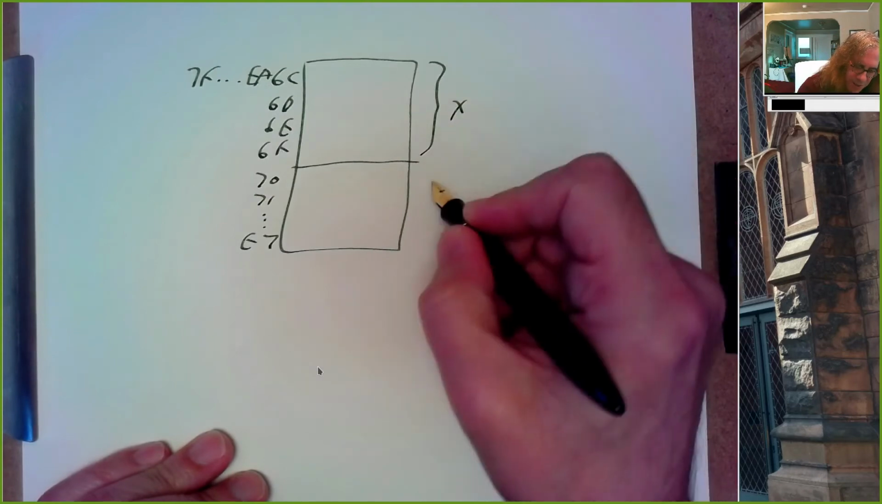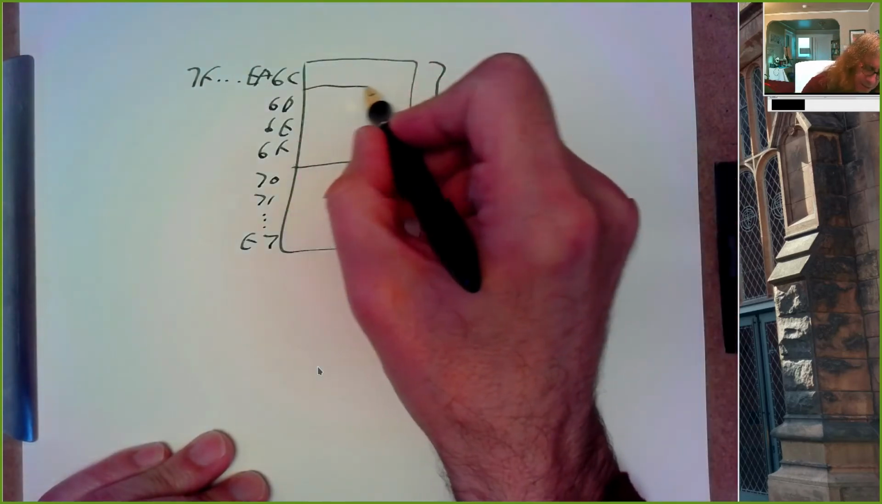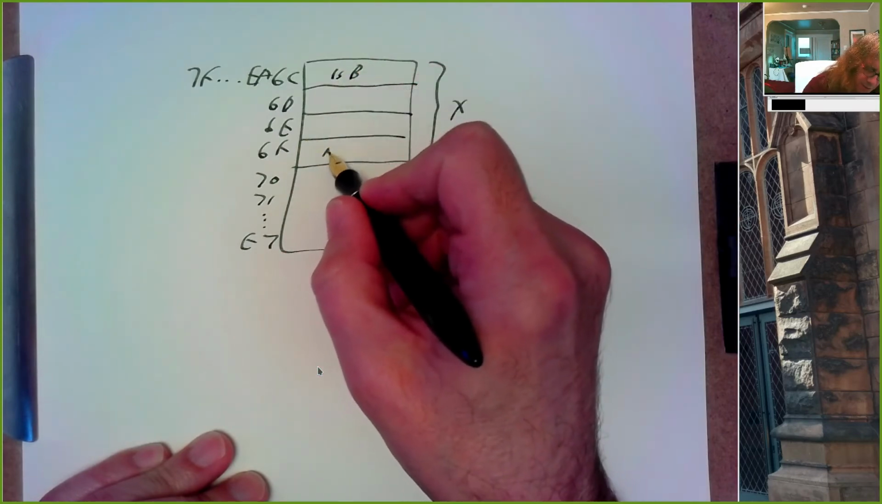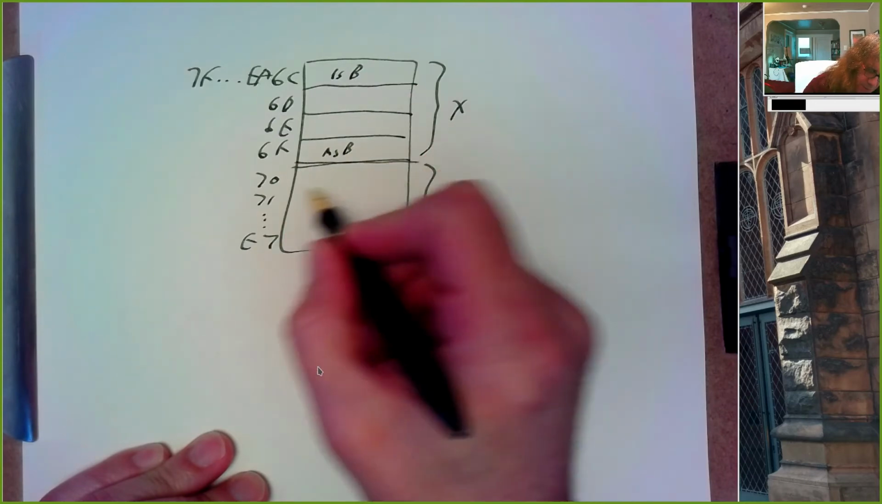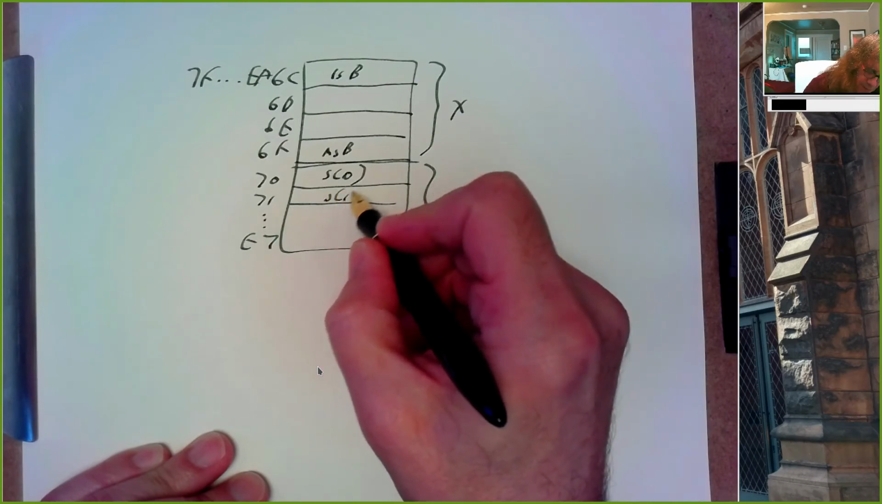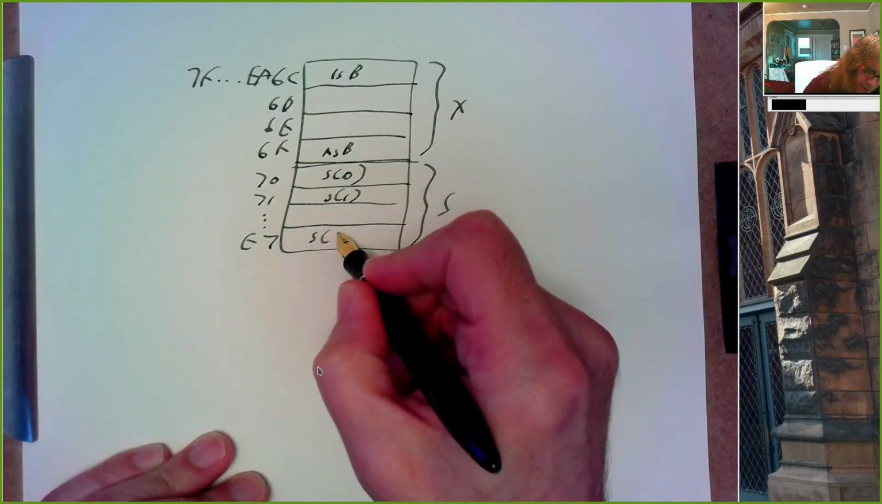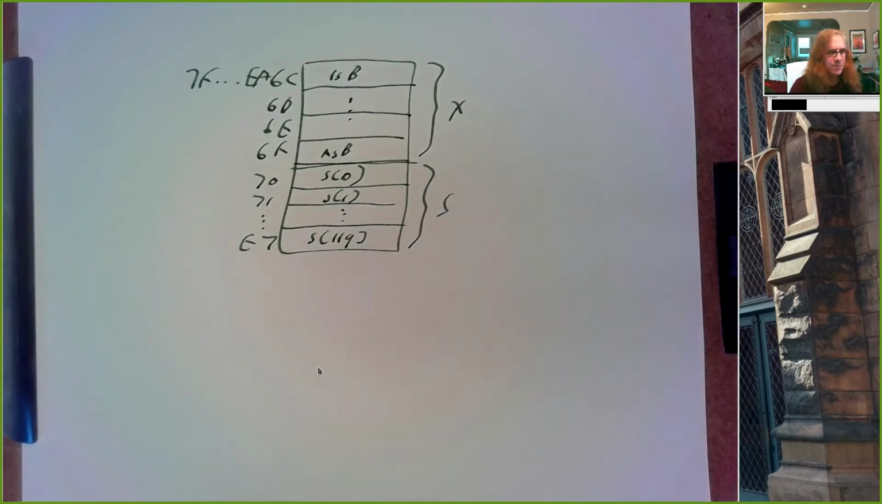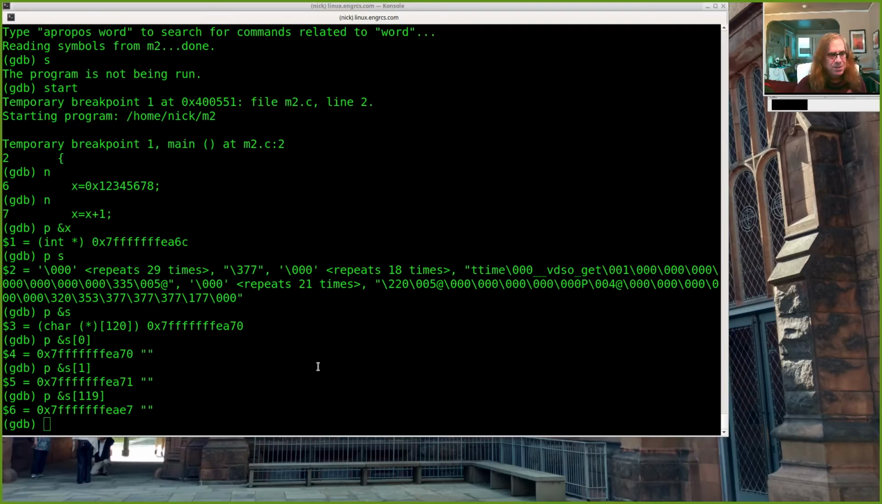So this up here is x, this down here is s. This is the least significant byte, this is the most significant byte. This is s[0], this is s[1], and this is s[119]. So there's our memory map for this particular pair of variables that we've declared. All right, so GDB is useful for this, right?